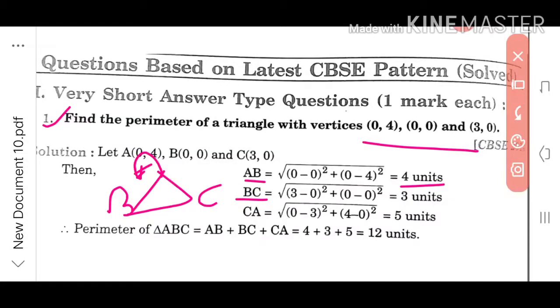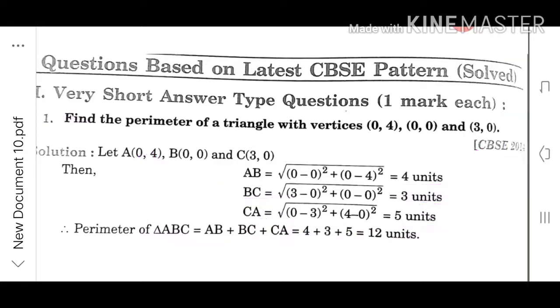BC distance is the root of (3 minus 0) square plus (0 minus 0) square, equal to 3 units. Now you find the CA distance, which is the root of (0 minus 3) whole square plus (4 minus 0) whole square, equal to 5 units. Now you have to find the perimeter. Perimeter means AB plus BC plus CA, that is 4 plus 3 plus 5, equal to 12 units.